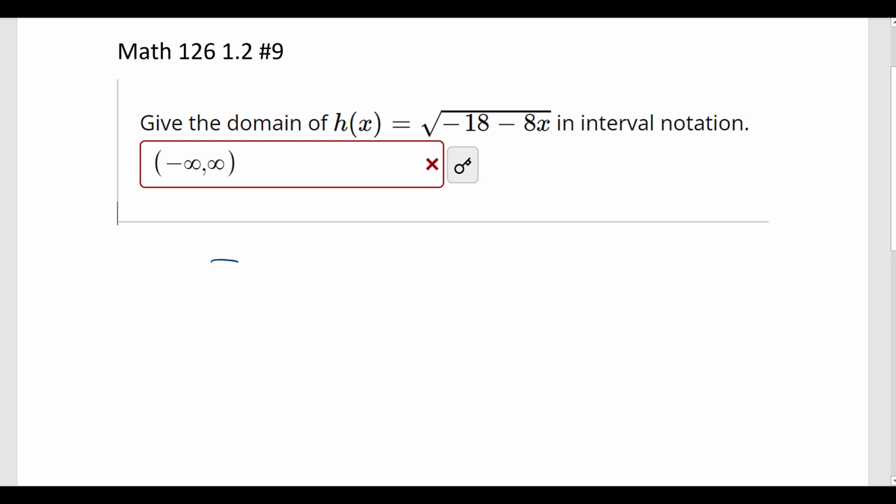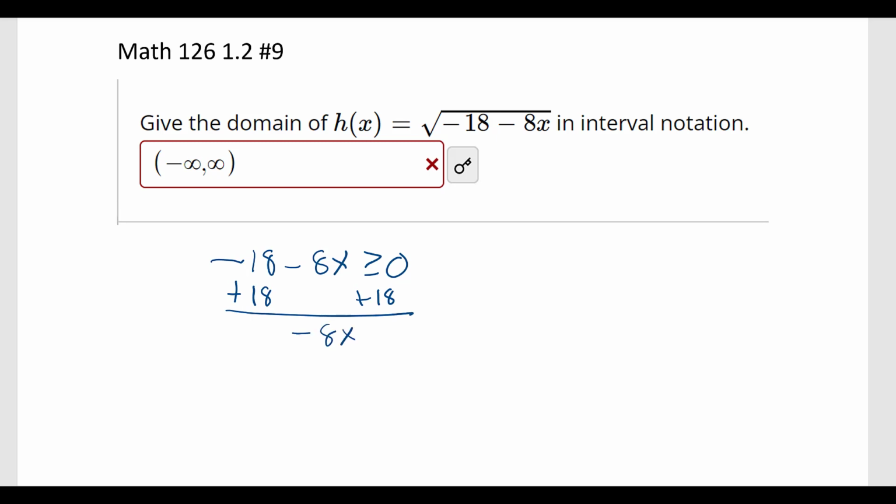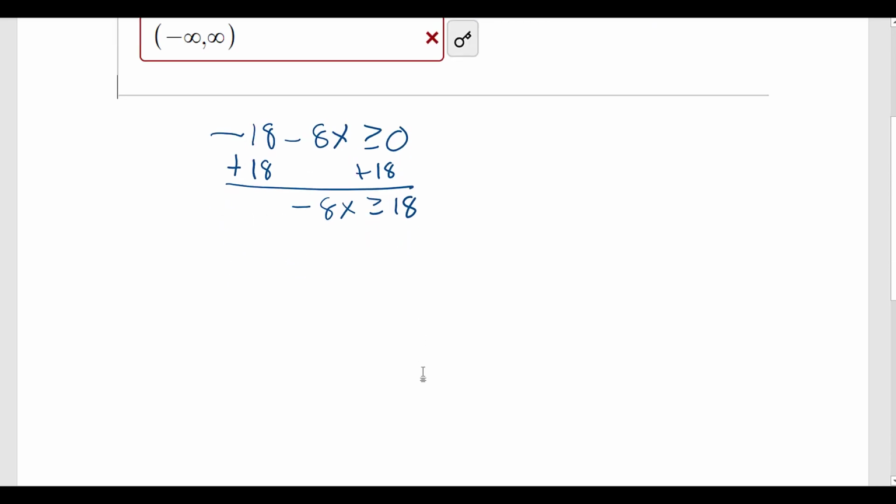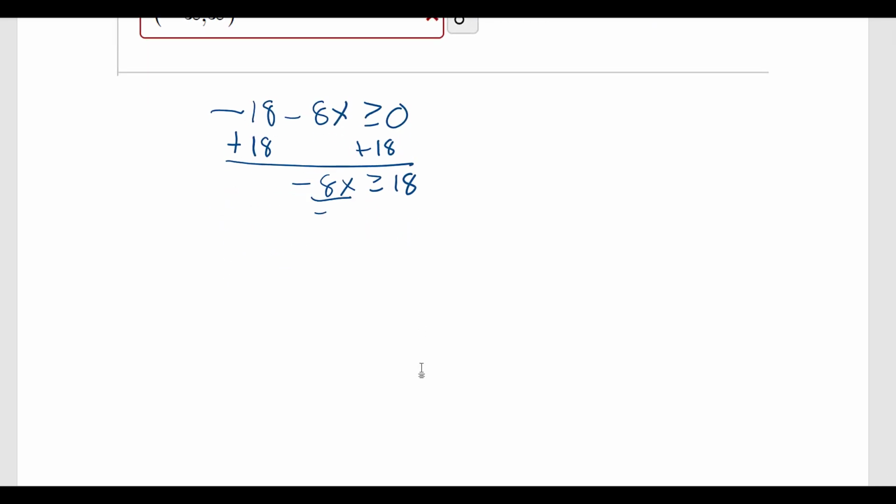Okay, so if we take this negative 18, the expression under the radical, minus 8x, and set it greater than or equal to 0. This is what's allowed. We can add 18 to both sides. So negative 8x is greater than or equal to 18. And now we're still trying to solve for this x. We can divide by negative 8.